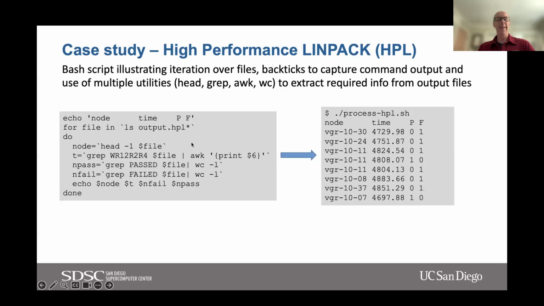So when I do this, I will then go through all of the files that begin with output.hpl star, and now I get an output labeled by node, time, pass or fail, and all of the data that I need. So again, much easier than opening up each of those files individually and cutting and pasting results.